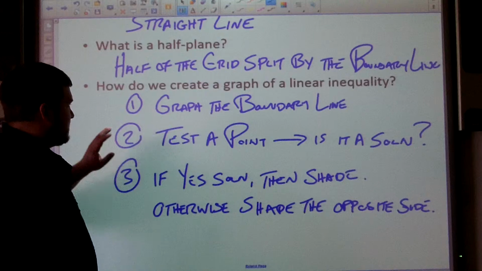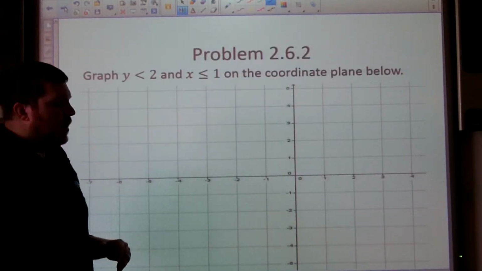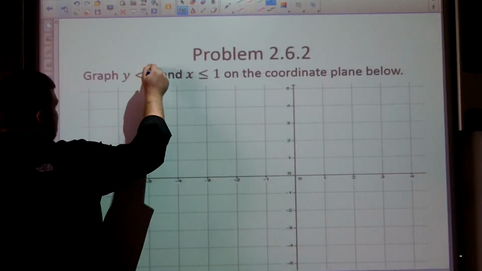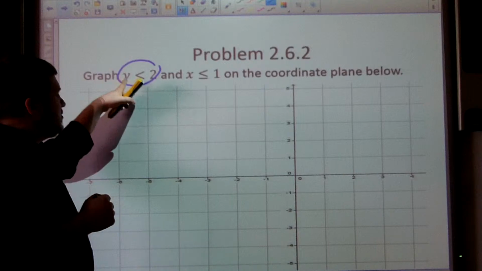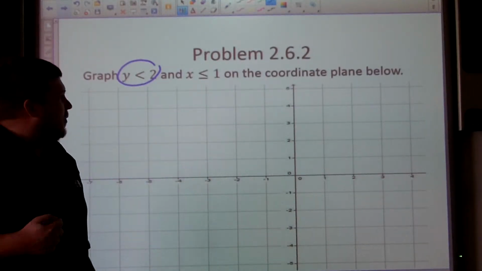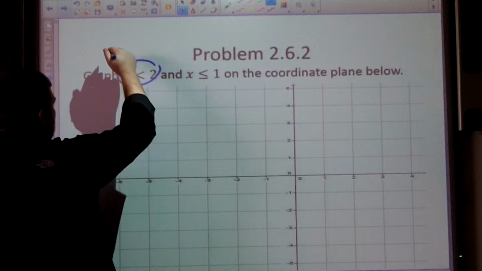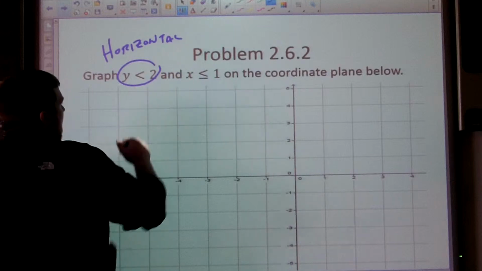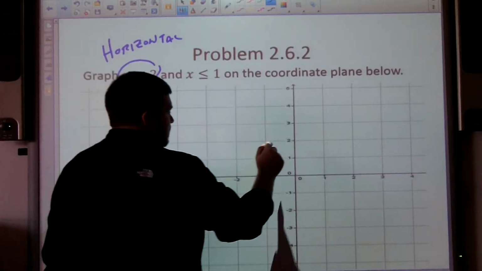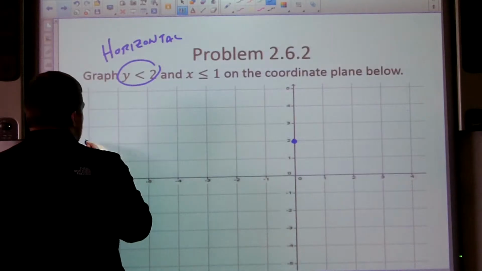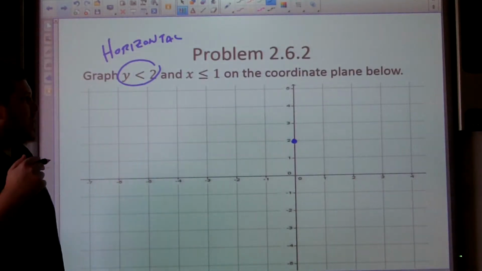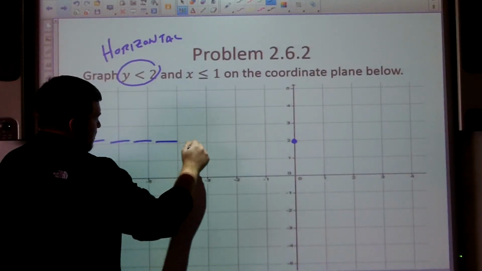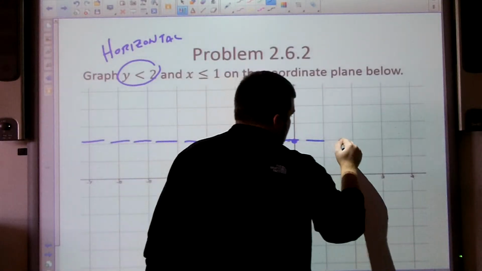Okay, so let's do an example. Example speaks 1,000 words. So we actually have two problems here, and we want to graph these. I have y less than 2. Do this one at a time. Just like with equations, anytime you see y equals a number, that means we're looking at a horizontal line. So our boundary line is going to be horizontal, going through the point (0, 2). Now, it's less than 2, so we know that the boundary line is not included, so I'm going to use a dotted line as my boundary.